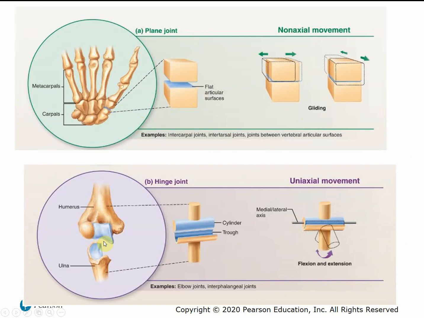The hinge joint looks a lot kind of like a door hinge. So we have kind of a cylinder and a trough. So classic example is the elbow. So these hinge joints really only have one direction of movement. So just like a door can only swing open or close, your elbow can only flex or extend.